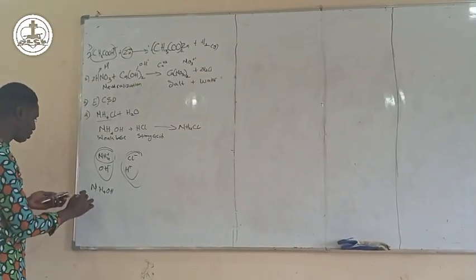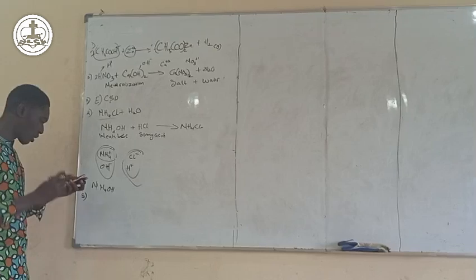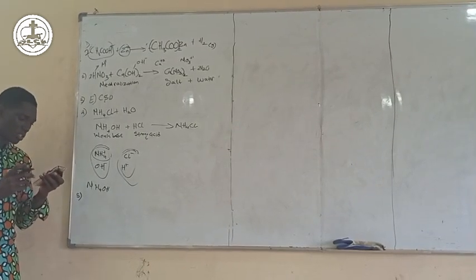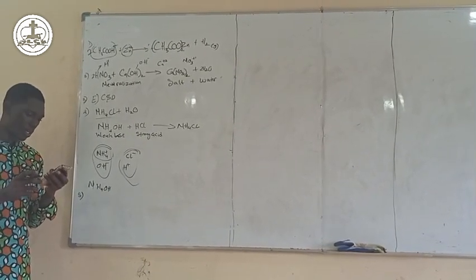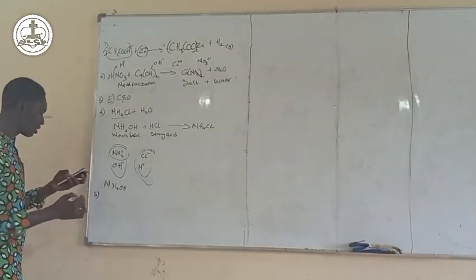Now, number 5. The pollutants that are likely to be present in an industrial environment are A. So I'll be writing out the options.